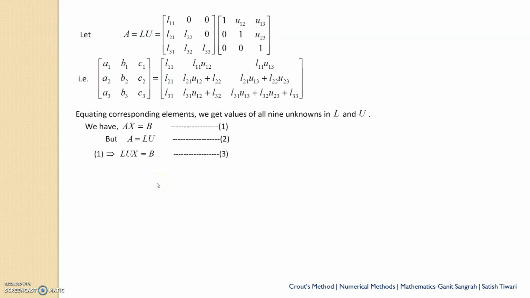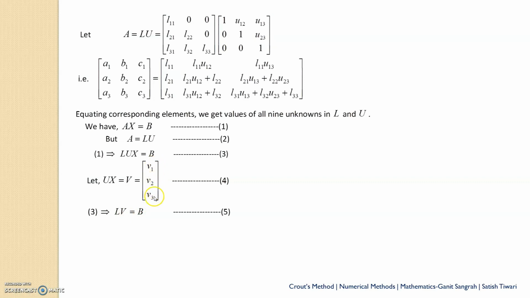We will get this. After that, what do we do? This Ux, we put as some other variable. We will take Ux as V, and this V we take as V1, V2 and V3. If I take Ux as V, then equation number 3 implies we can write LV equals B. From this LV equals B, we find out this V. Finding this V means we will find out V1, V2 and V3.